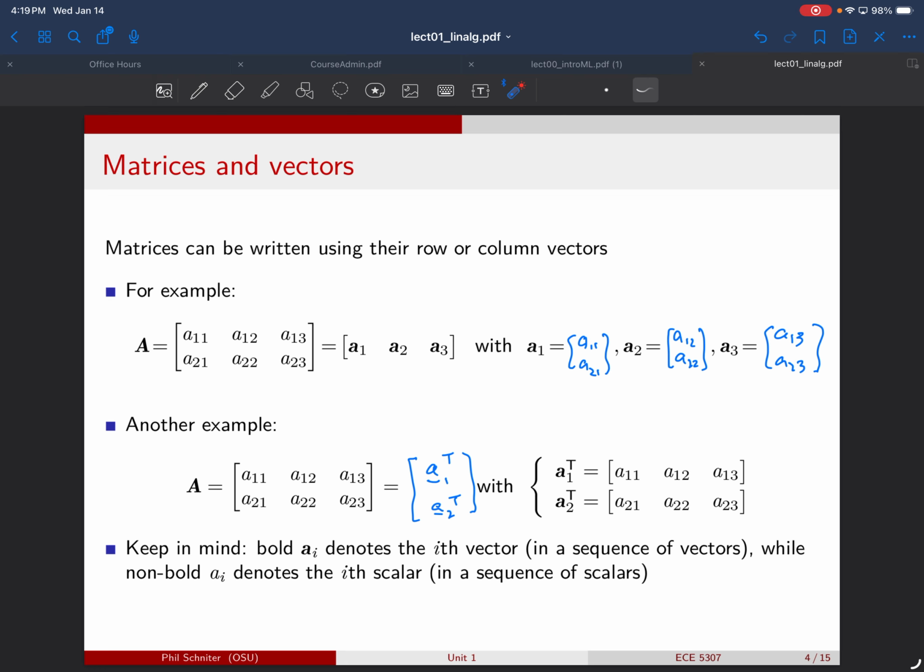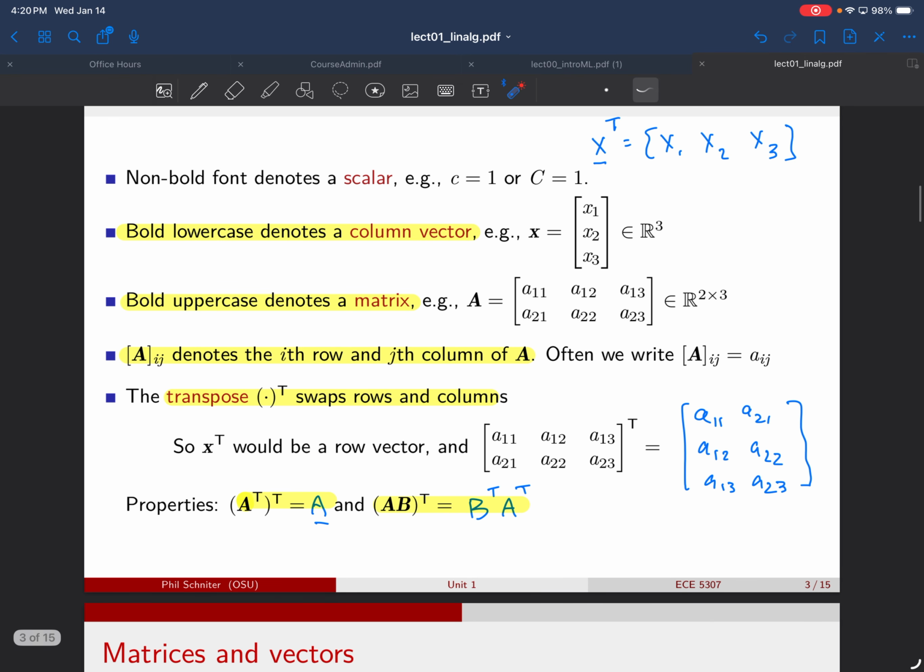Okay, any questions on this? Okay, so another important thing is sometimes you'll see a quantity like this. It's bold A sub i. So if you remember, bold A means a column vector, right? So this bold A sub i does not mean the ith element of that column vector. This bold A sub i is itself a vector, and it's the ith element in some sequence of vectors.